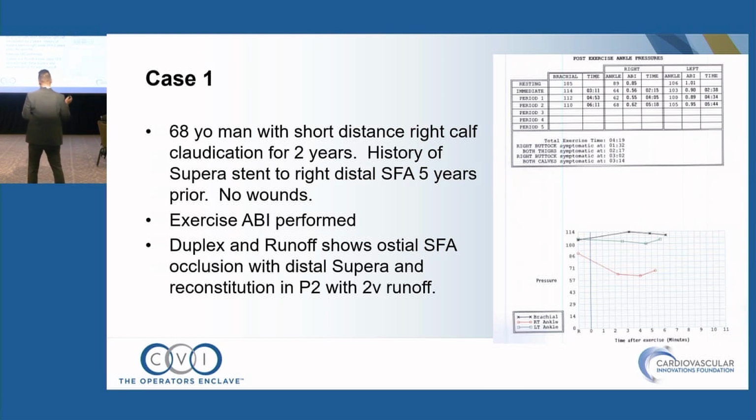So 68-year-old guy with short distance right calf claudication, had a history of a Supera stent in the right distal SFA, no wounds, but Rutherford 3. Exercise ABI was performed. You can see the right leg drops. We did a duplex and runoff, and it showed basically ostial SFA, almost flush occlusion, with a distal Supera stent and reconstitution P2 with the 2-vessel runoff and anterior tibial that was occluded.